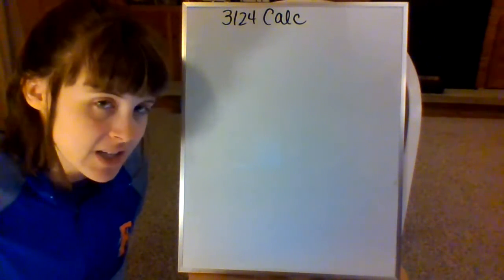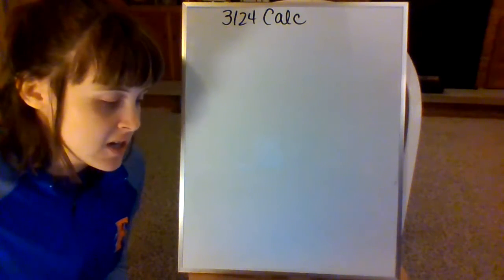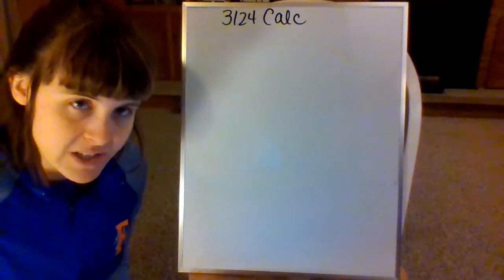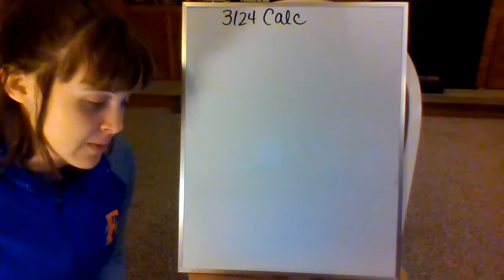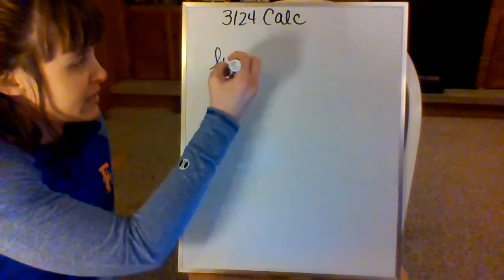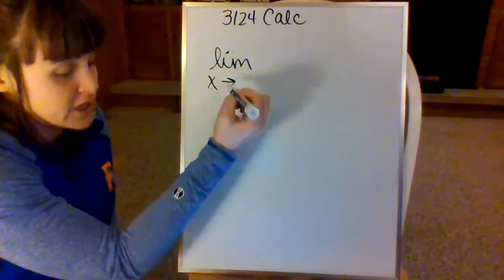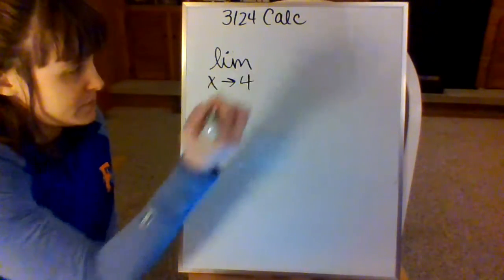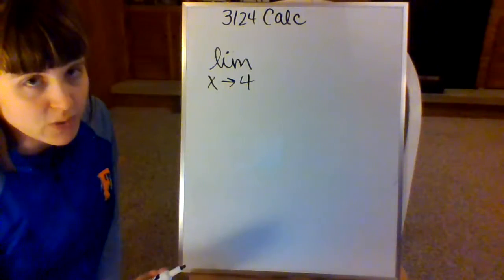So in mathematics, a limit is the value that a function approaches as the input approaches some value. So I'm going to give you an example of how to read it. In math, they'll give you something like this: a limit as x approaches 4. Okay, so that's how you read that. The limit as x approaches 4.